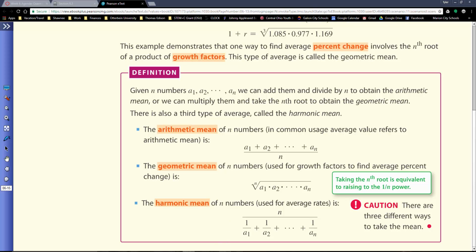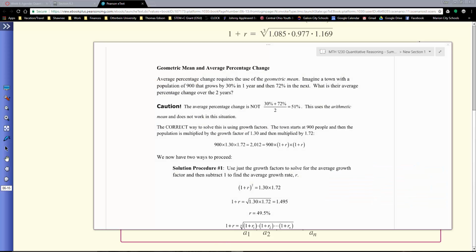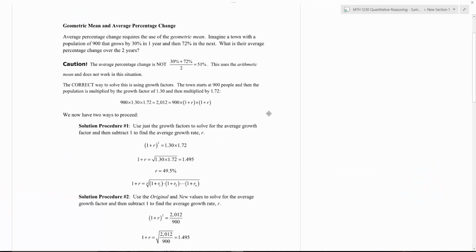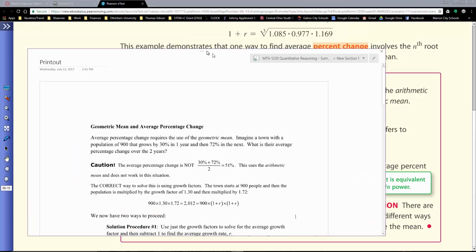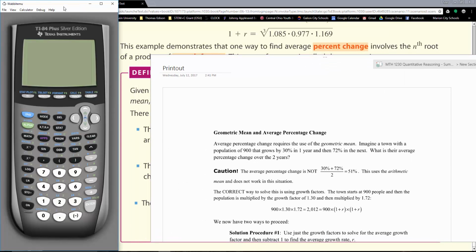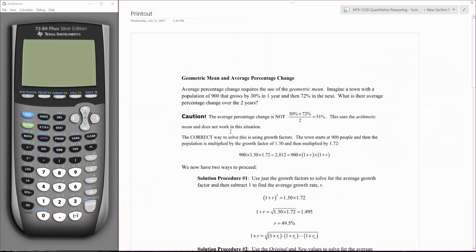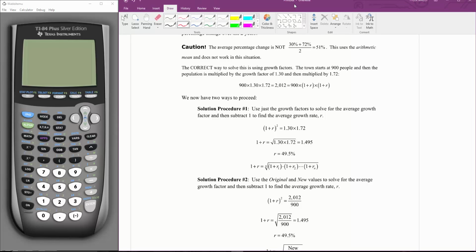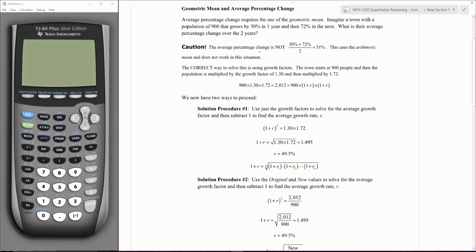All right, so I'm ready to start into the worksheet. Actually, let me go split screen with my calculator. All right, so geometric mean and average percent change. You can read over this on your own, I won't waste time here just to read that for you.